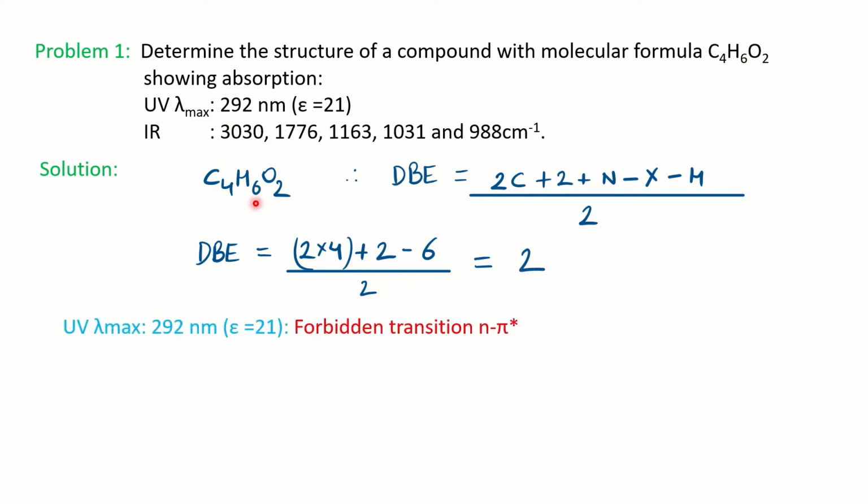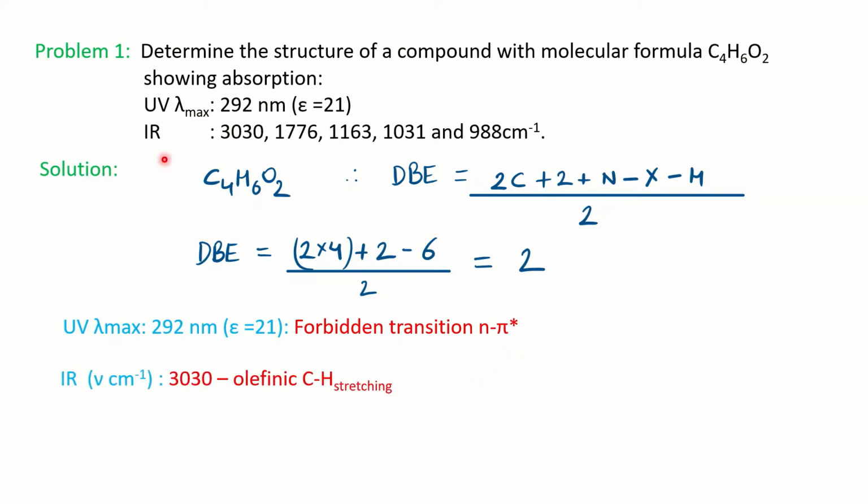In the UV data, you can see the intensity value here is 21. If the molar absorptivity falls between 10 and 100, it means it is a forbidden transition, an n to pi star transition, because the two orbitals are different. It normally occurs if you have a heteroatom present with the double bond, so it usually indicates the presence of a carbonyl group. We can assume that our unknown molecule has a carbonyl group.